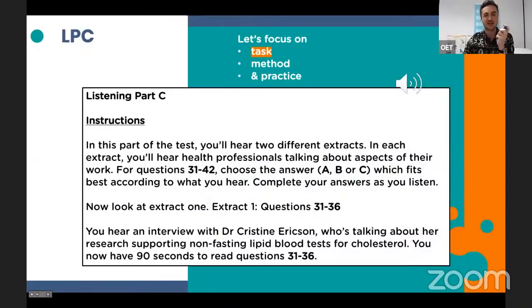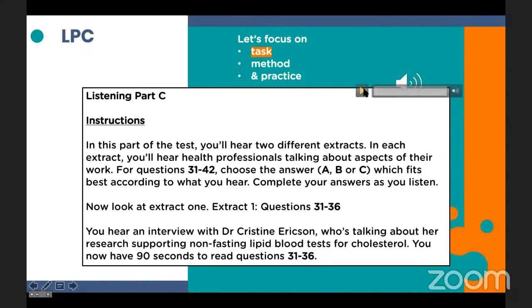Now we hit listening part C, and this one is tricky. Let's listen to the instructions. It's the same instructions you'll get on test day. Part C, questions 31 to 42. In this part of the test, you'll hear 2 different extracts. In each extract, you'll hear health professionals talking about aspects of their work. For questions 31 to 42, choose the answer A, B, or C, which fits best according to what you hear.